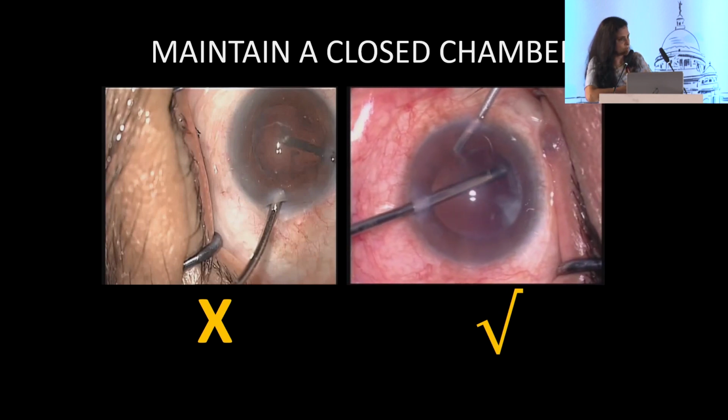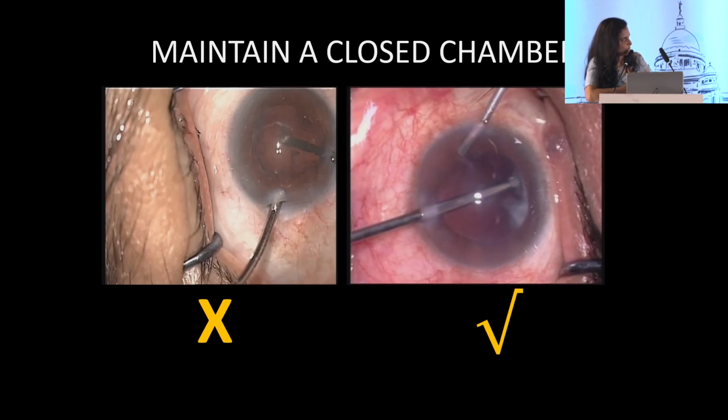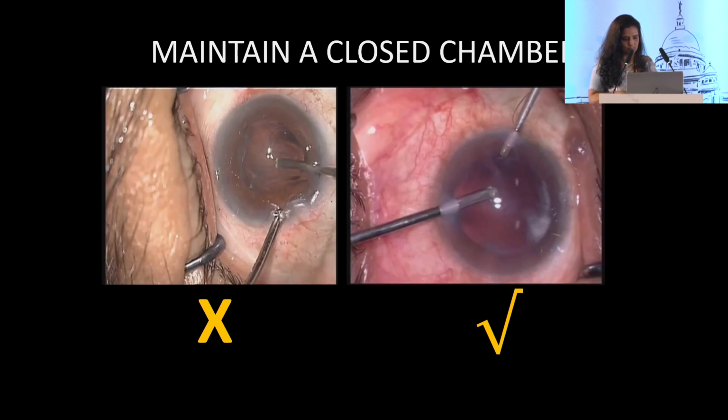When you do an anterior vitrectomy, the face of the probe should be facing forward. You should be keeping away from the margins of the anterior capsule so that you do not damage it inadvertently.